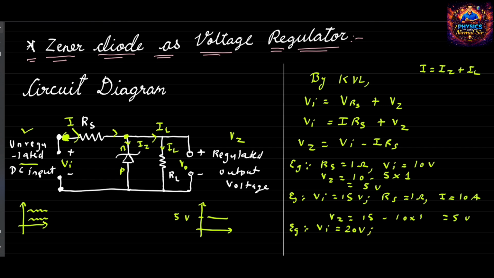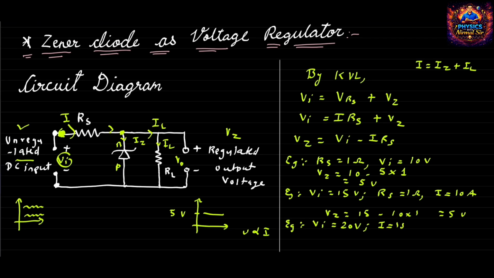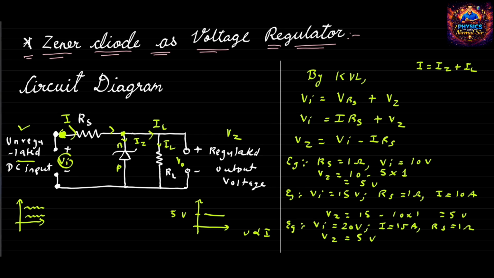As we know from Ohm's law, as the voltage increases, the current also increases. So as we increase this V input, the current passing through the circuit also increases. So Vi is equal to 20 volt, I is equal to 15 ampere, and Rs will remain the same, that is 1 ohm. So again you will calculate Vz, you will get 5 volt. So using a Zener diode we get a constant regulated voltage output. Clear? In this way we can use a Zener diode as a constant voltage regulator.